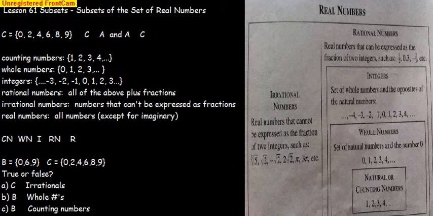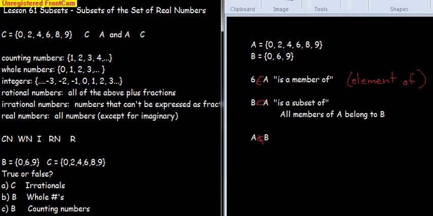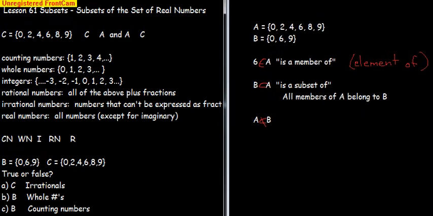So, we're going to start out with this other board I have. There we go. We have a set, and anytime you have a set of numbers, they're going to put it in these braces, because braces indicate sets. So I have a set A, which is 0, 2, 4, 6, 8, 9, and a set B, 0, 6, 9. Those are finite sets because they don't have dots on them, so they're finite.